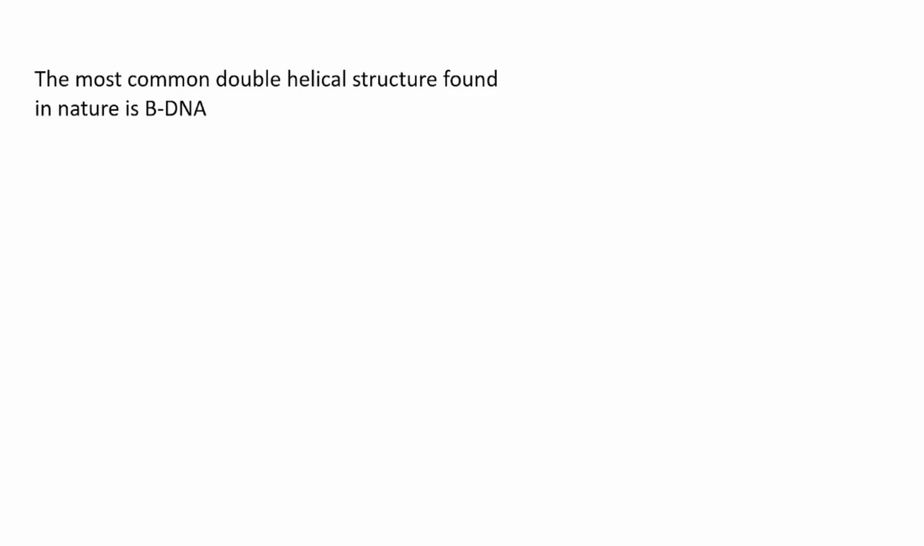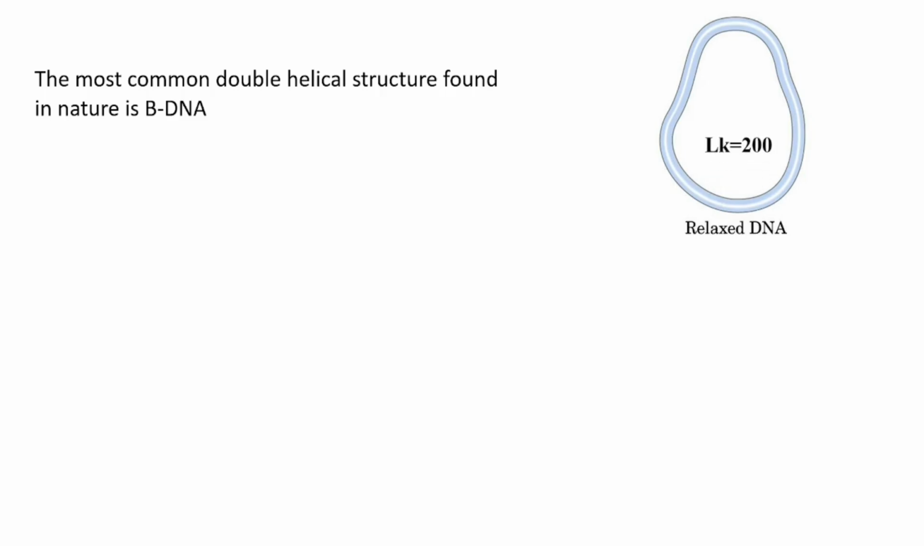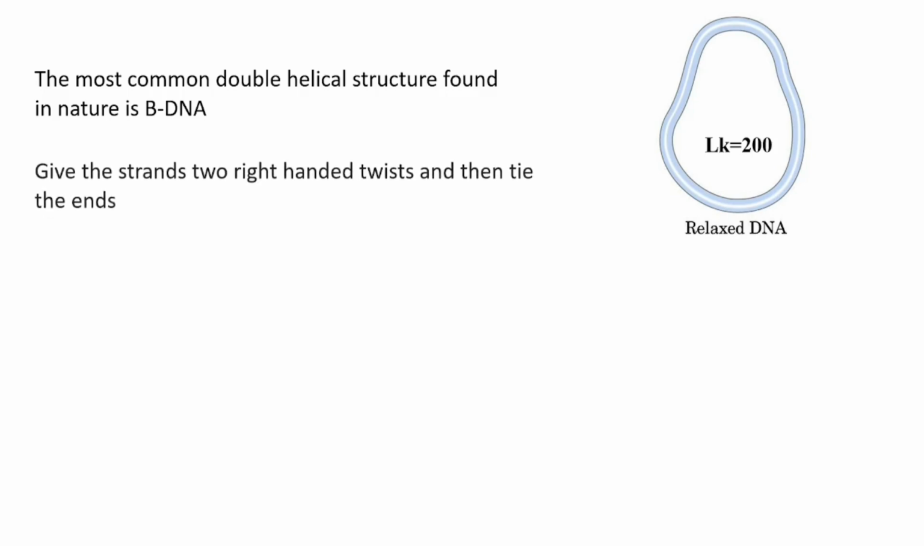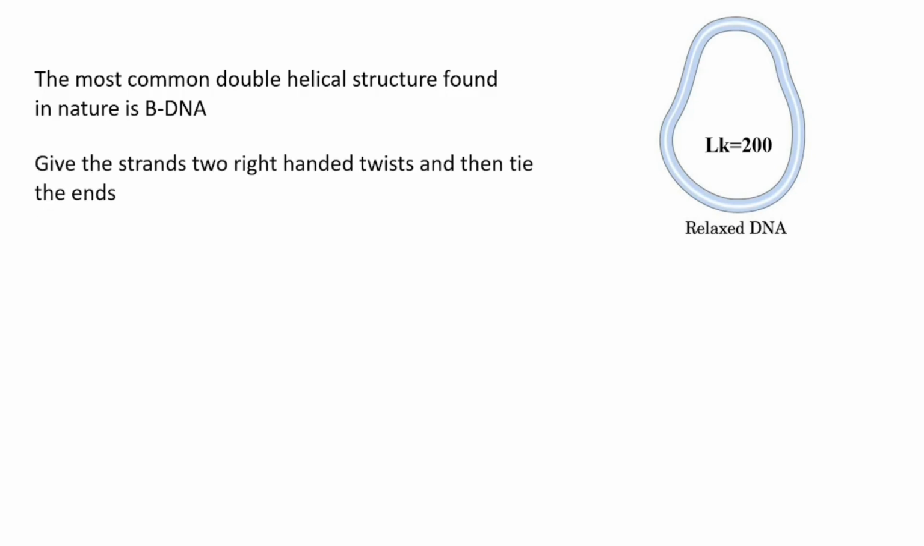The most common helical structure found in nature is that of the B form of DNA, in which the double helix is right-handed with about 10 to 10.5 base pairs per helical turn. It is said to be the relaxed state of DNA. If we take a circular DNA molecule with 2000 base pairs, the relaxed DNA will have a linking number of 200. Suppose we cut the DNA and give the strands two right-handed twists and then tie the ends, the linking number would now become 202.